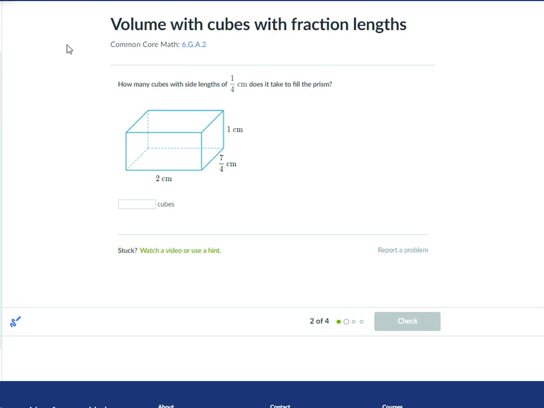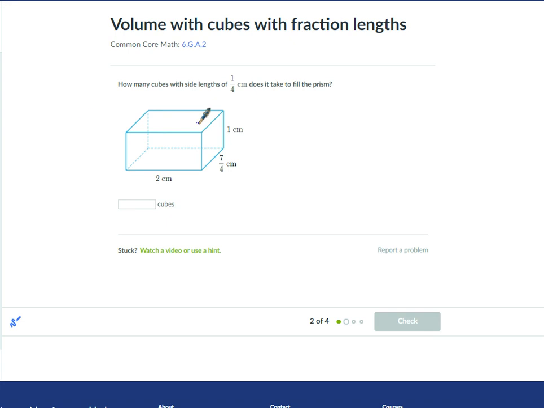So how do you find the volume with cubes with fraction lengths? Well, what you're essentially doing is finding out how many smaller cubes with the dimensions given can fit into the prism. In order to do that, you're going to split all the sides up by the dimension that's given. So if I look at this problem here, it says how many cubes with side lengths of 1/4 centimeter does it take to fill the prism?